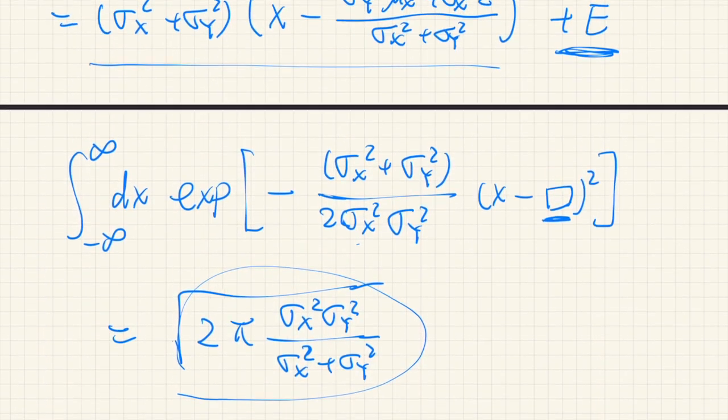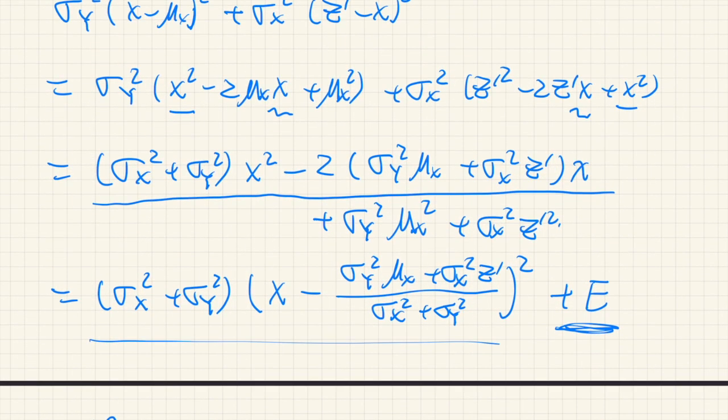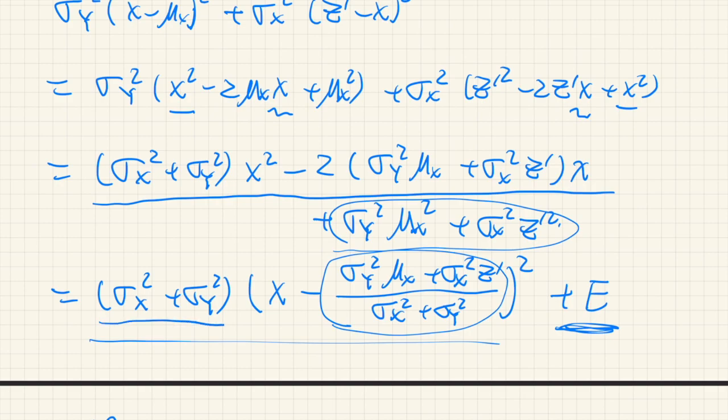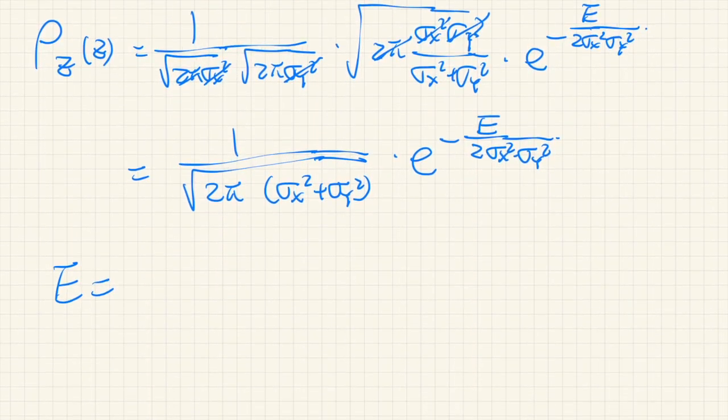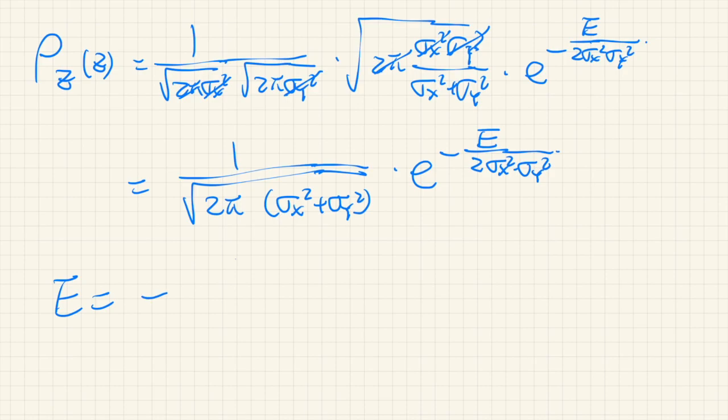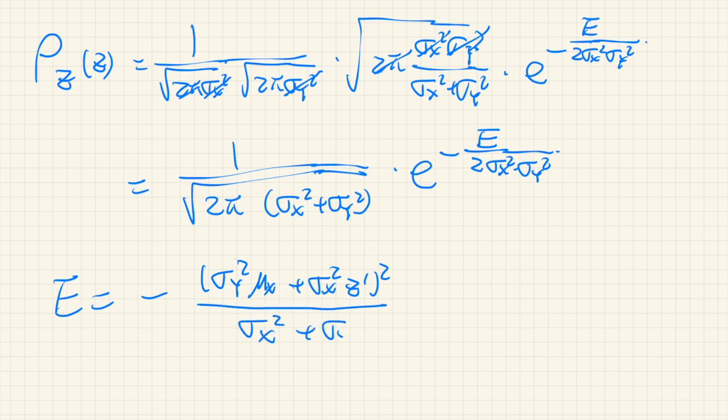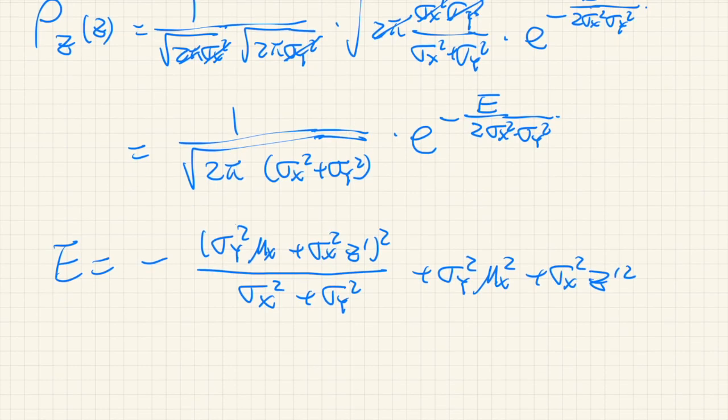Okay, if we go back here, so let's see. So e should be these things plus these things minus this thing squared times this factor. Okay, so that's negative sigma y squared mu x plus sigma x squared z prime squared over sigma x squared plus sigma y squared, plus sigma y squared mu x squared sigma x squared z prime squared.